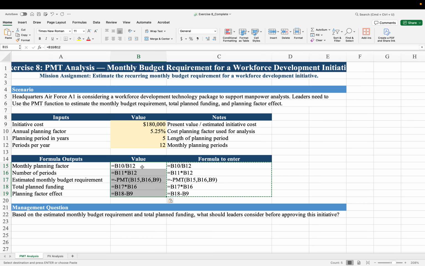So first, the monthly planning factor is simply the annual planning factor divided by 12. And so the annual planning factor is 5.25%. Divide that number by 12 and convert it to a decimal, and we get 0.004375. The number of periods is the planning period in years times the number of periods. So 5 years with 12 months each converts to 60 periods.